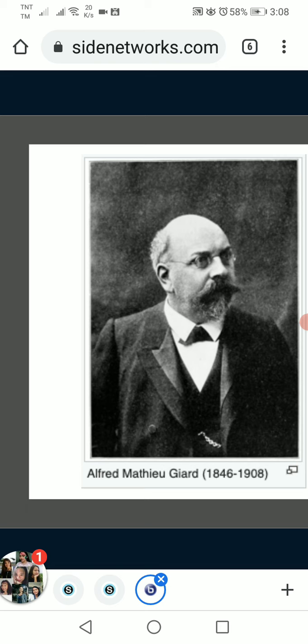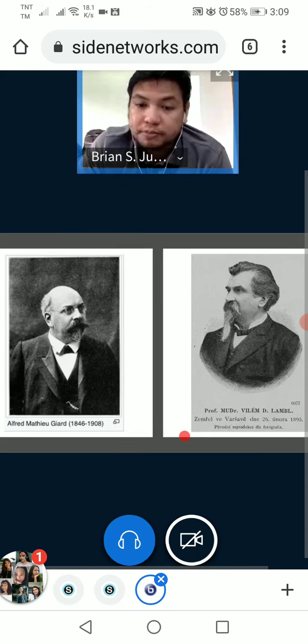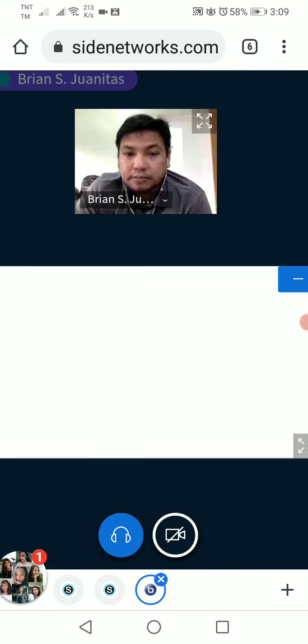So, these are the appearance or the portrait of the two scientists, okay? Dr. Giard and Dr. Lambl. Okay? Which the Giardia lamblia was named after. Okay? So, sila yung scientists who discovered, or because of their contributions in the field of pathology, pinangalan sa kanila si Giardia lamblia. Okay?